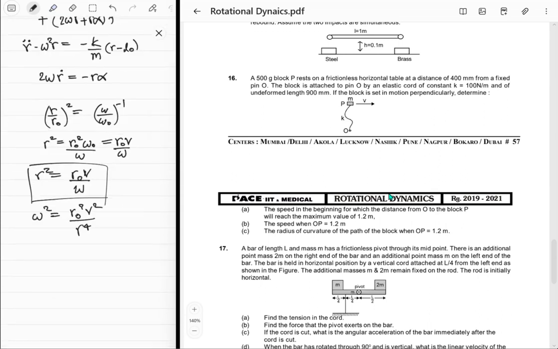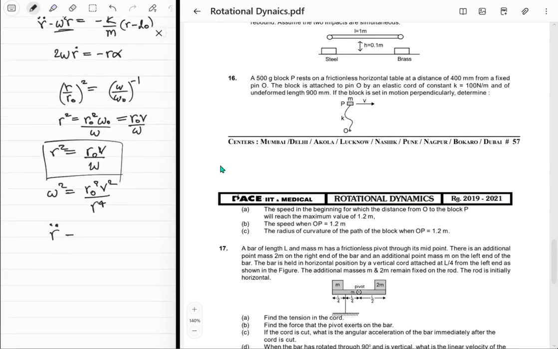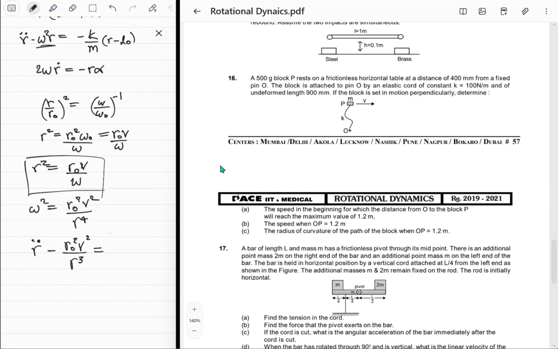Putting that here, we'll just have r double dot, which is the second time derivative of r, minus, right? This whole equation is getting so complicated, but we have to do it. We just have to. Damn, if there was no omega squared term, this would be so much better. But there is going to be that term, so we have to solve it the proper way. r double dot minus r naught squared v squared upon r to the power 3 is going to be equal to what kind of equation?